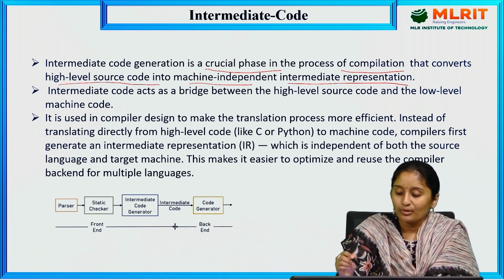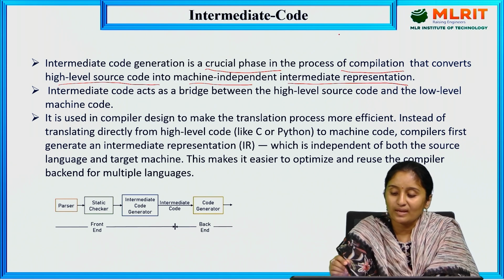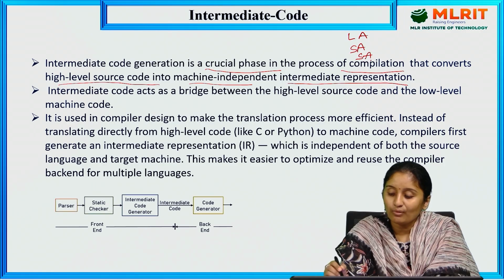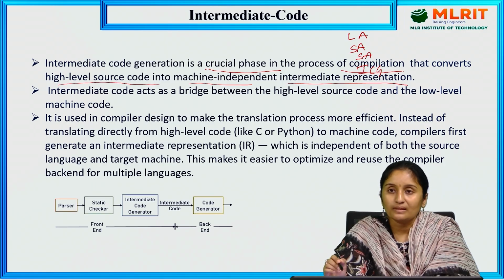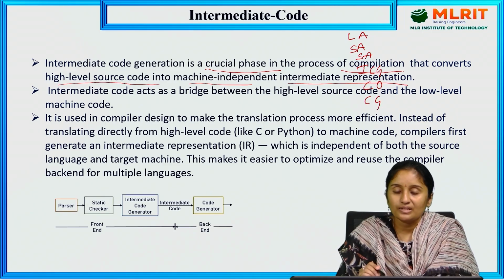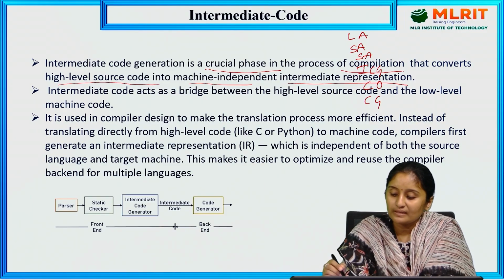We are going to have 6 phases. The first phase is lexical analysis. The next one is syntax analysis. The third phase is semantic analysis. The fourth phase is the intermediate code generator. The fifth phase is code optimization, and the sixth phase is code generation. So it is the fourth phase of the compilation.